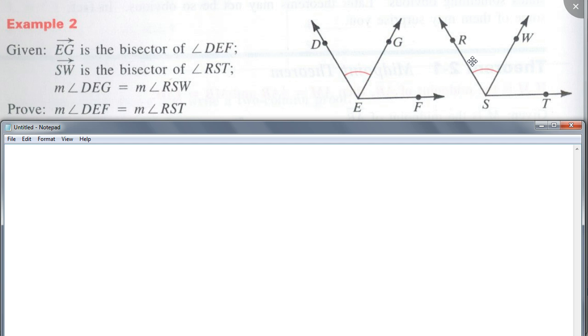Is that okay? Where's the proof? And here, they want you to prove that measure of angle DEF, the whole angle right here, is congruent to measure of angle RST. That's what they want you to prove from this given.